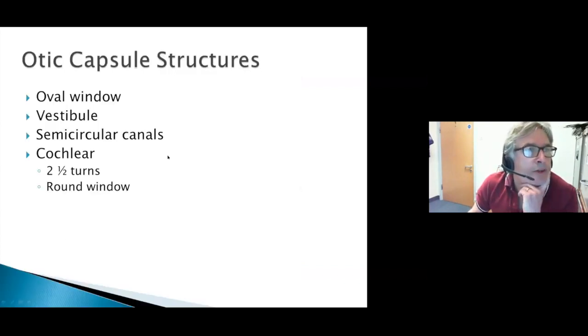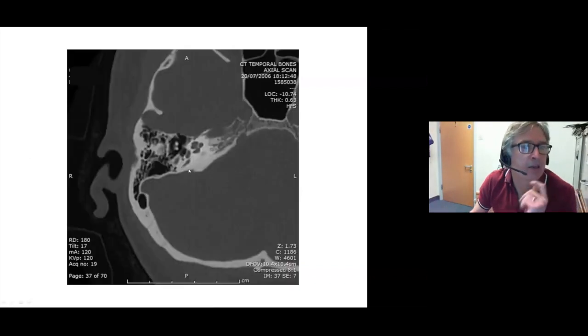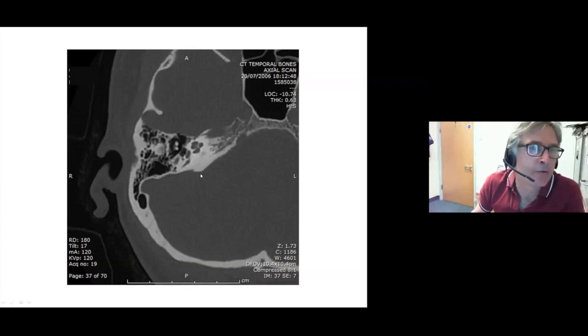Let's go through the otic capsule structure. So we're going to be looking at the oval window, the vestibule, semicircular canals, the cochlea, and so forth. And so again, another series of axial images taking us up through from the vestibule. So we're through the inferior part of the vestibule here.